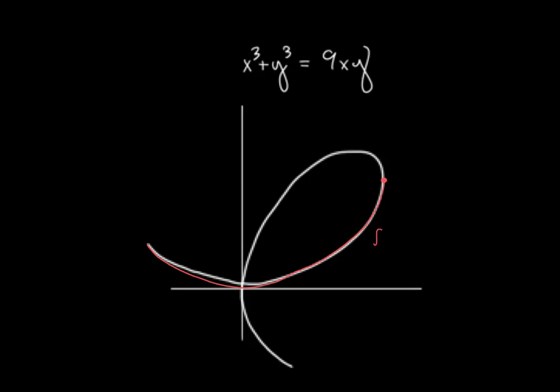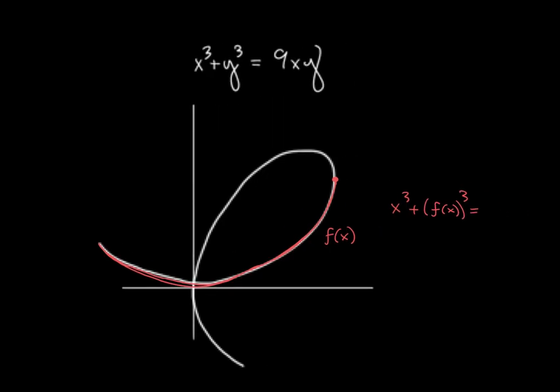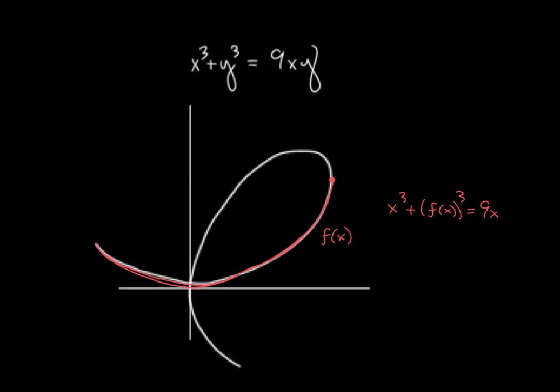Maybe I'll call this function f of x. So that function satisfies this curve. If I were to plug in f of x into this equation, it would be a true statement. What this curve says is x cubed plus f of x cubed is equal to, for sure, 9 times x times f of x. All right. Notice all I did was I plugged f of x in for y, for this red curve in particular.